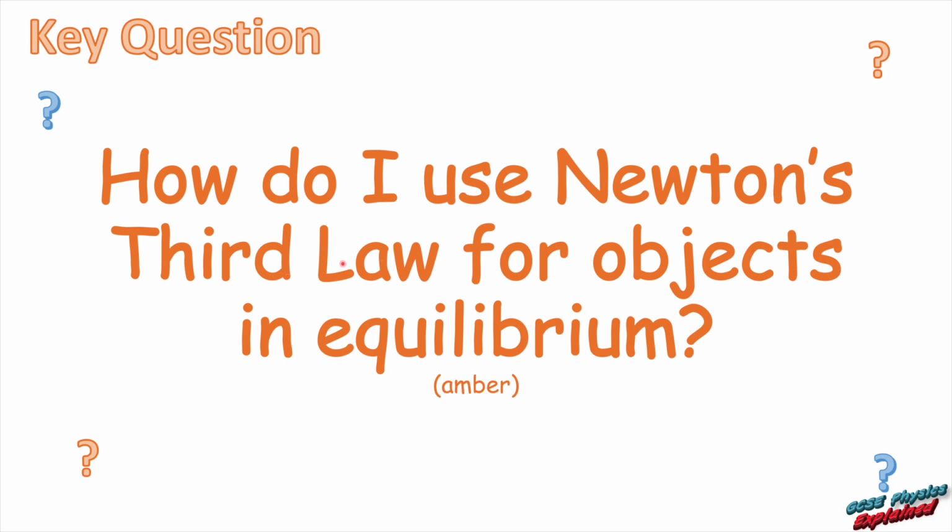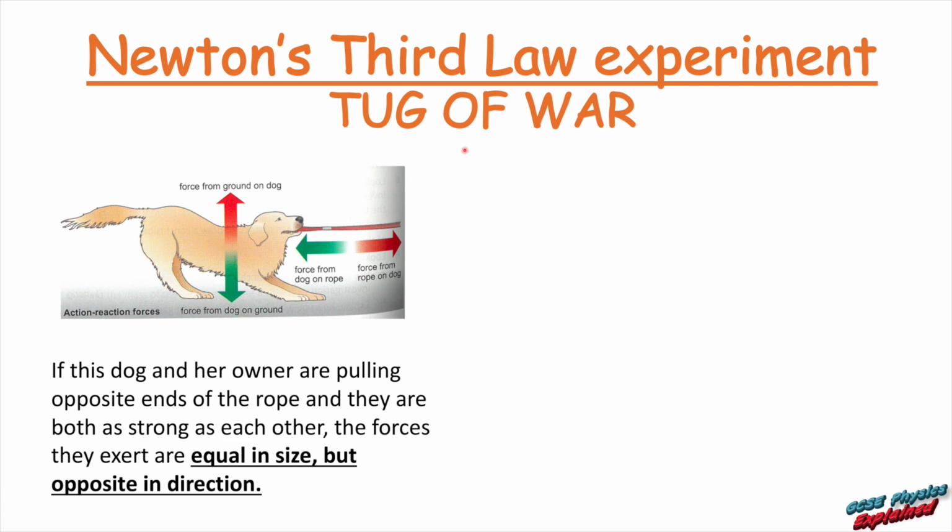How do I use Newton's third law for objects in equilibrium? The easiest way of thinking about it is tug of war. If this dog and her owner are pulling opposite ends of the rope and they are both as strong as each other, the forces they exert are equal in size but opposite in direction, as shown in the diagram.